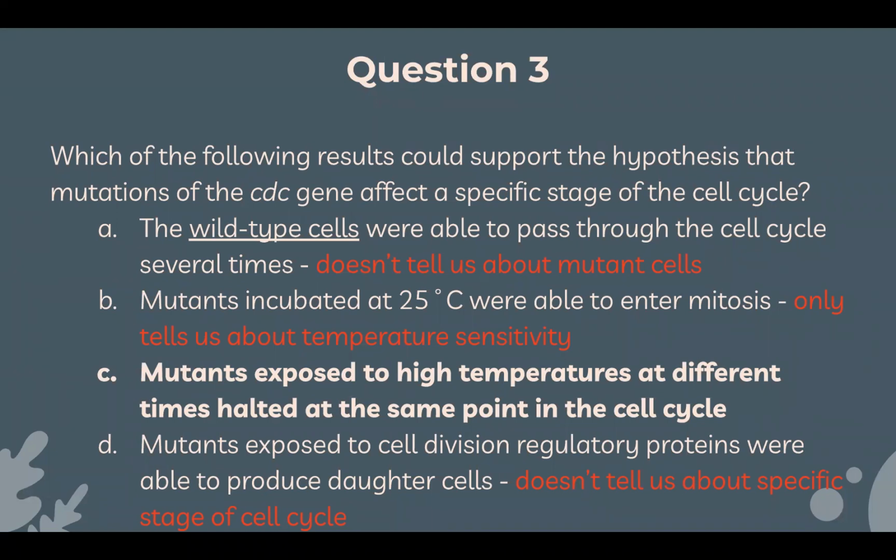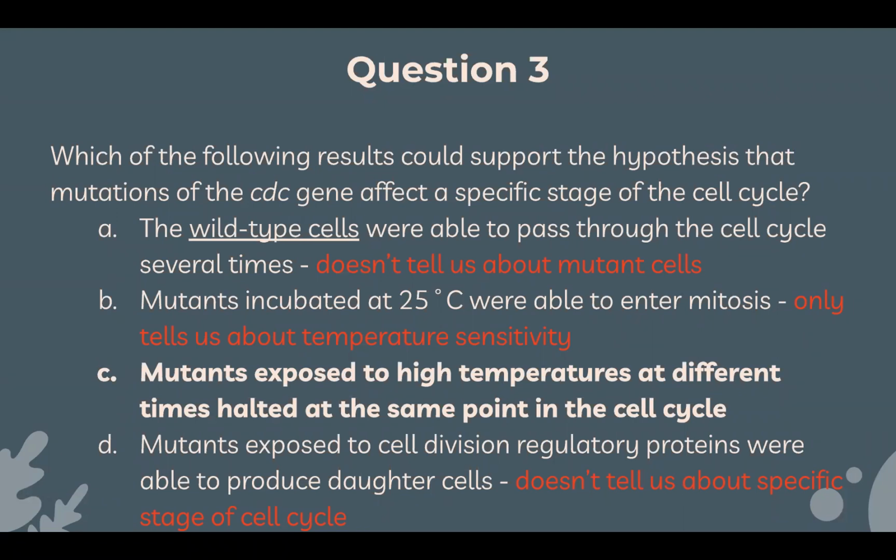And choice D is wrong because it's a bit unclear as to how the addition of regulatory proteins can allow for the mutant cells to grow. And it doesn't tell us anything about the specific stage. So choice C has to be our answer. If all of the mutant cells were blocked at the same point in the cell cycle, then there must be something wrong with that specific stage of the cell cycle. So the fact that the experimenter placed the cells at high temperatures at different times tells us that there has to be a defect in the cell cycle that isn't letting the cell pass through.